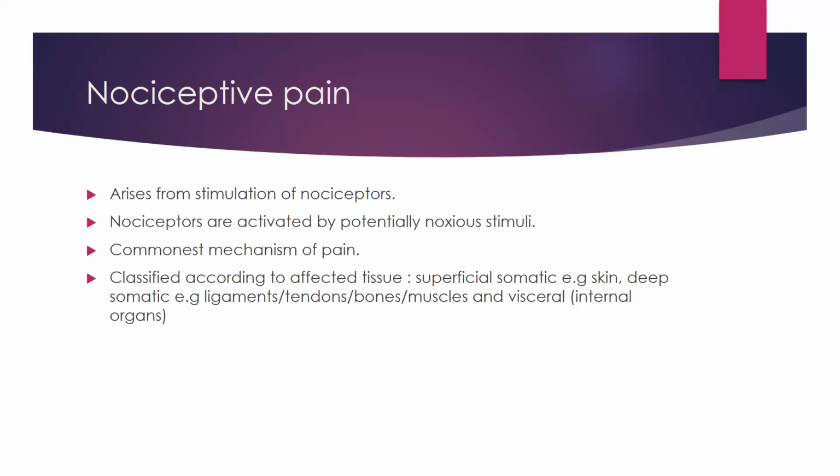The commonest mechanism of pain. So it is classified according to the affected tissue. Superficially, we have somatic pain. So it can be superficial or deep somatic pain that can affect either the skin, ligaments, tendons, bones, or muscles. And then visceral pain would affect internal or hollow organs.